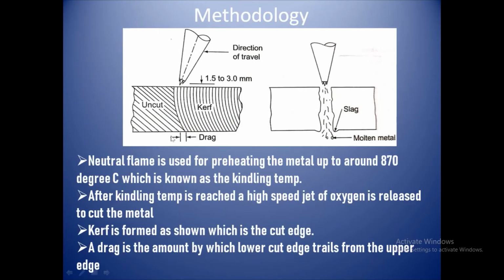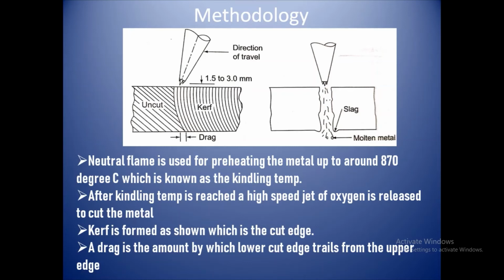These lines are called curve, and there is a drag. That drag is the difference between the bottom edge and top edge of the curve. There should be some amount of drag when we use the proper amount of heat and proper speed of the oxygen jet. That small amount of drag is not a problem, it is required, but this drag should not be very large. A large drag is not desirable, so drag should be as small as possible. That we are also going to see in the next slide.